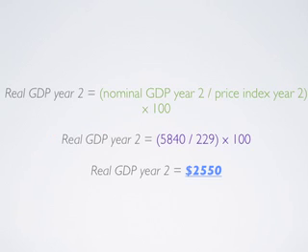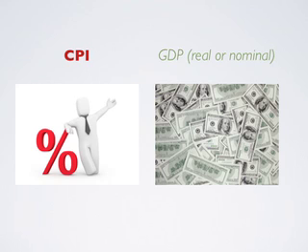Therefore, to calculate real GDP for year 2, we must divide 5,840 by 229, then multiply by 100. After doing so, we wind up with a real GDP of $2,550. Notice how large the real GDP number seems compared to the CPI number. This is due to the fact that GDP is a dollar value rather than a percentage like CPI.